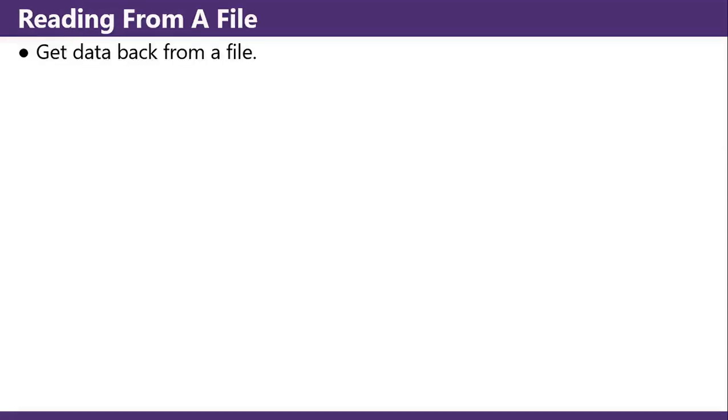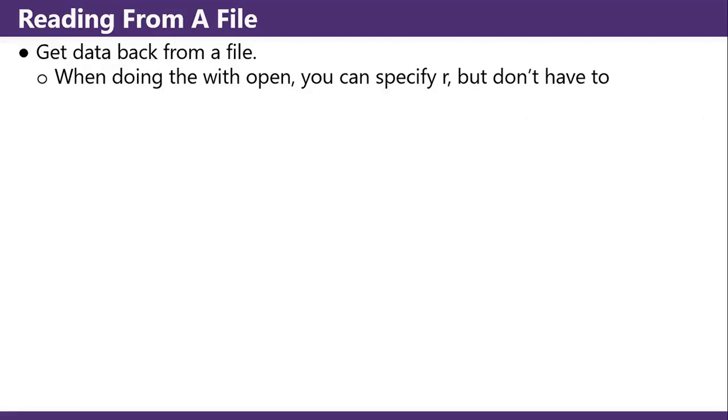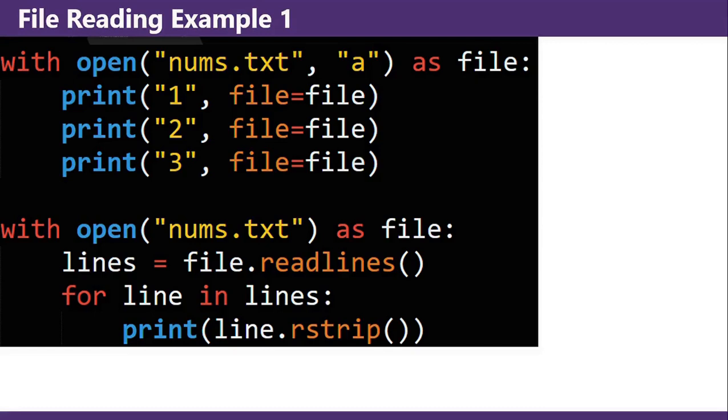Reading from a file. Get data back from a file. When doing the with open, you can specify R but don't have to. File reading, example 1. Write 1, 2, and 3 to the file, and then open it back up. lines = file.readlines(), for line in lines, print(line.rstrip()). That's just stripping off the new line.